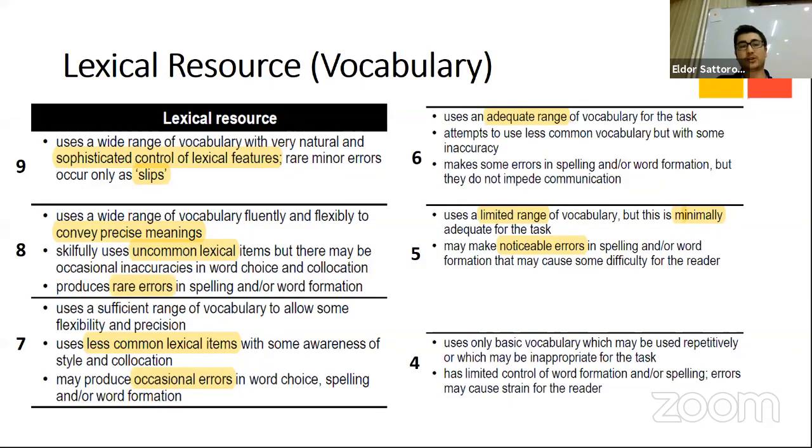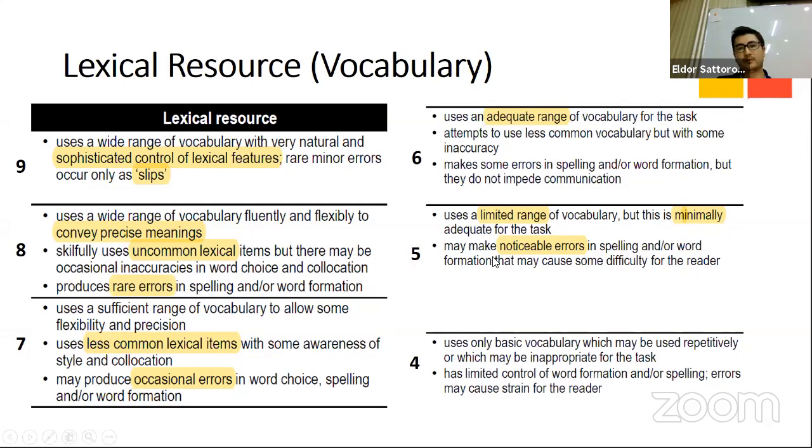For example, smoking is bad for your health. The word bad is very elementary level. You learn this word when you start English for the first time. But let's say smoking is detrimental to your health. This sounds much better than bad for your health, right? So the word detrimental is an uncommon lexical item, or simply uncommon vocabulary. Again, the 0.8 descriptor says it produces rare errors in spelling and word formation. So yes, you can still have a good mark even if you have 1 or 2 spelling mistakes, which is totally acceptable.